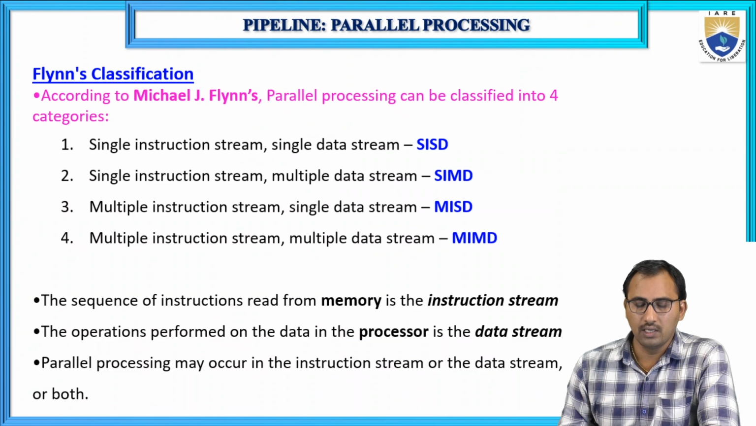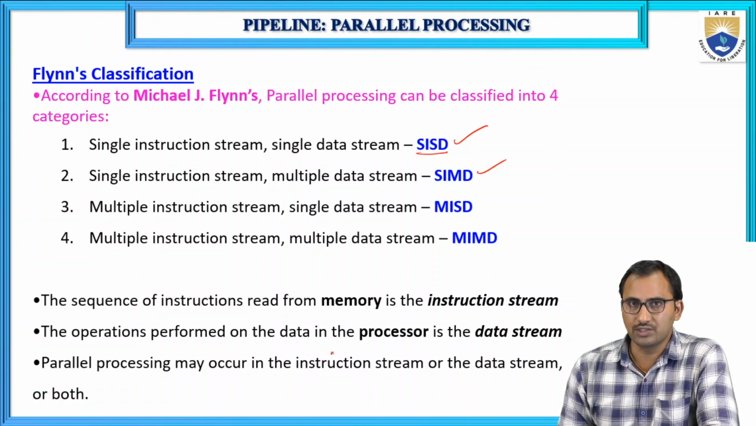Okay, so based on this, the computers are classified into four types. First one is SISD, single instruction stream, single data stream. Second one is single instruction stream and multiple data stream. Third one, multiple instruction stream and single data stream. Last one, multiple instruction stream, multiple data stream. So these are the four types of computer classification under Flynn's classification.